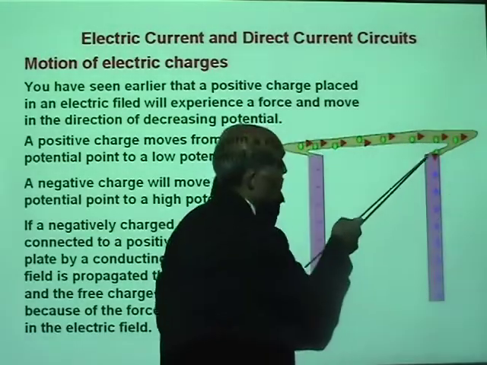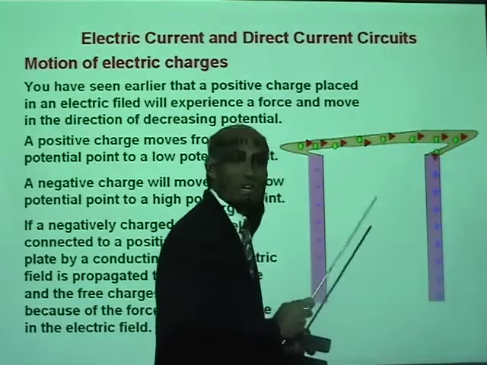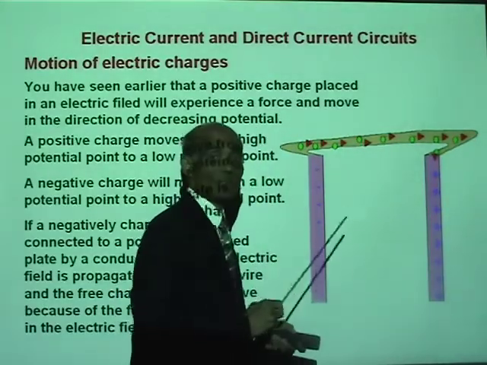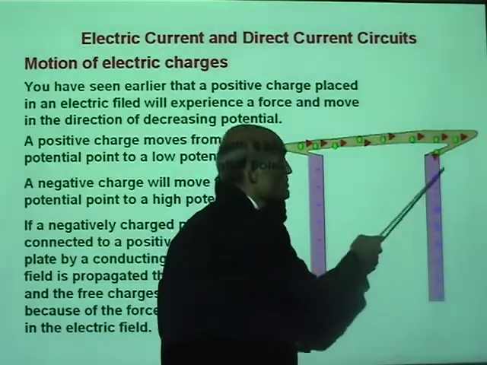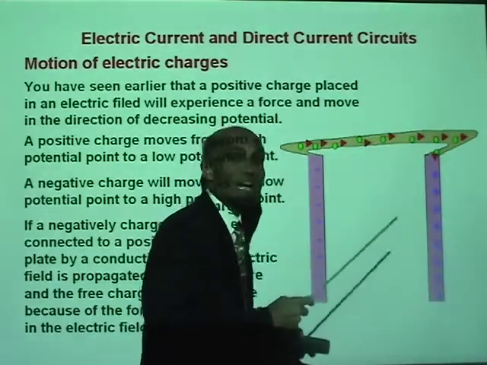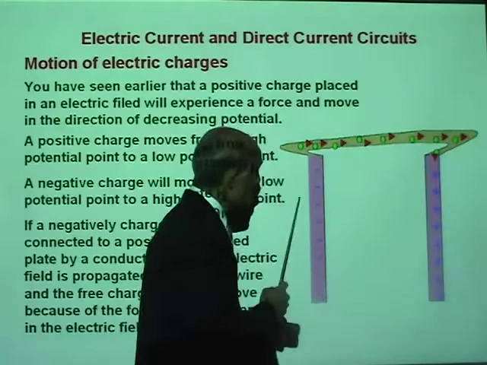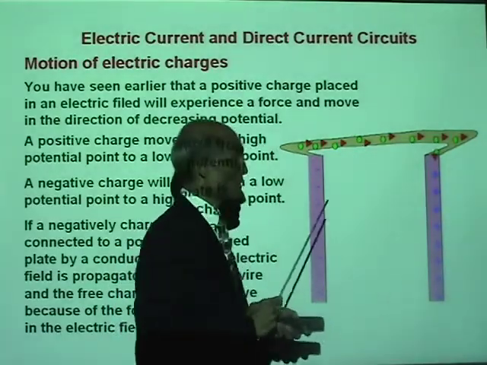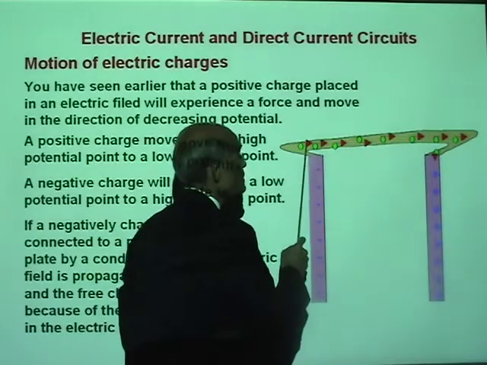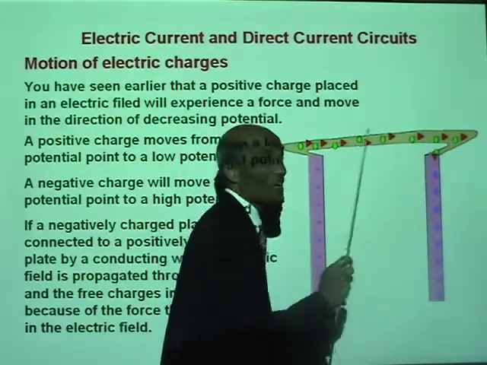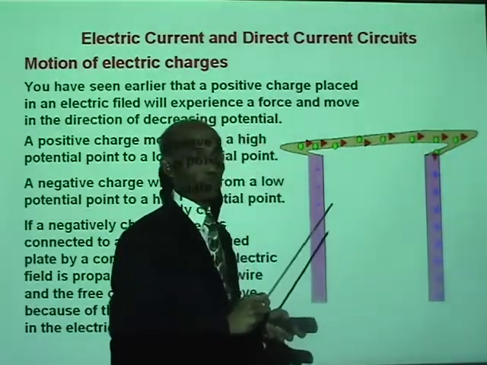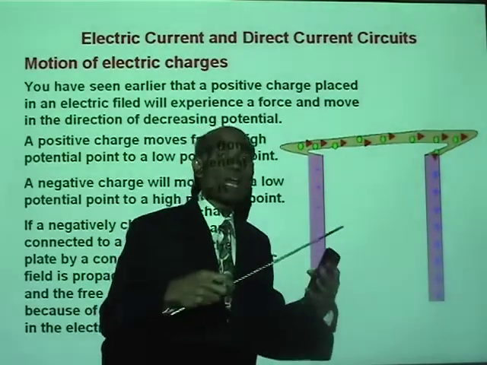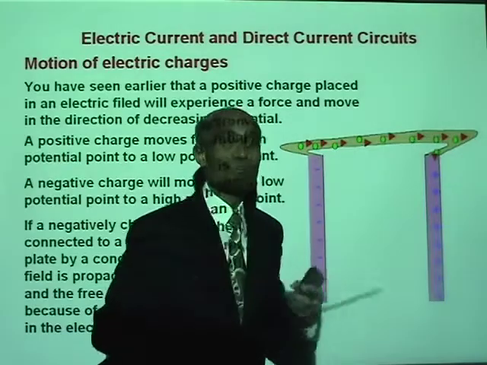Here we have a positively charged conductor and a negatively charged conductor. A positively charged conductor is at a high potential. A negatively charged conductor is at a low potential. If you now connect these two by means of a conducting wire, now a conducting wire means a conductor will allow free charges to move in it.